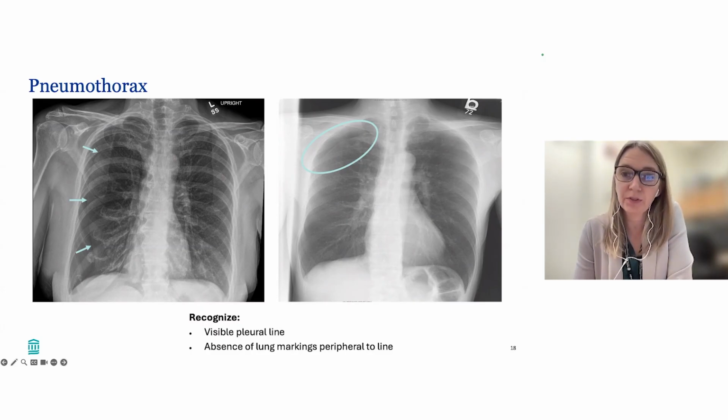These are two examples. On the left, you can see the pleural line highlighted by blue arrows. The right example shows an apical pneumothorax only, which can sometimes be difficult to spot, but you can clearly see a pleural line within this blue circle with absence of lung markings beyond this.